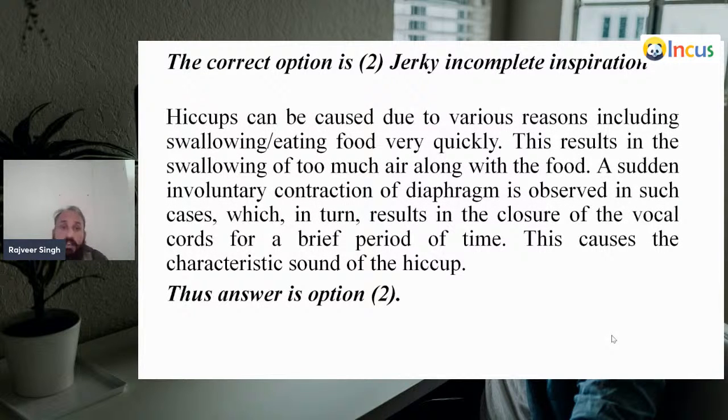Because hiccups can be caused due to various reasons, including eating food very quickly. This results in the swallowing of too much air along with the food. A sudden involuntary contraction of the diaphragm is observed in such a case, which in turn results in the closure of the vocal cords for a brief period of time. This causes the characteristic sound of hiccups. Okay, so answer will be second, jerk, incomplete inspiration.